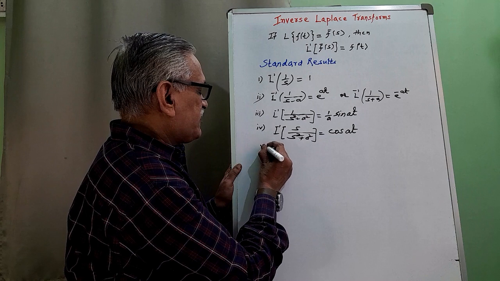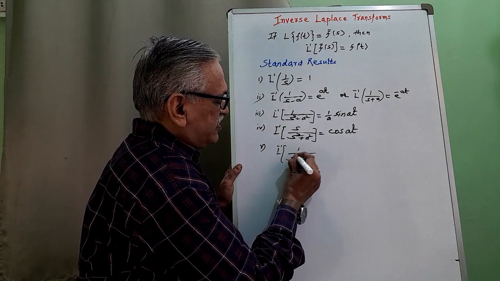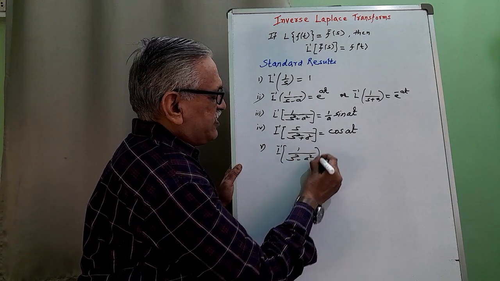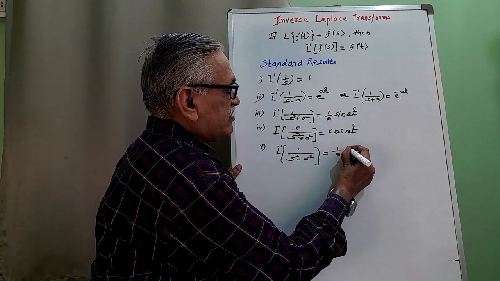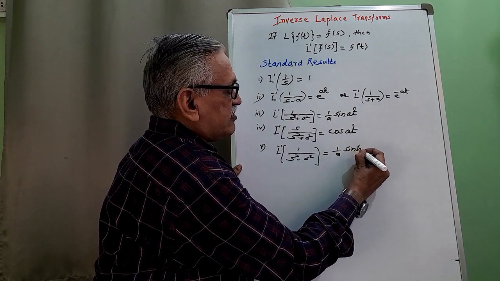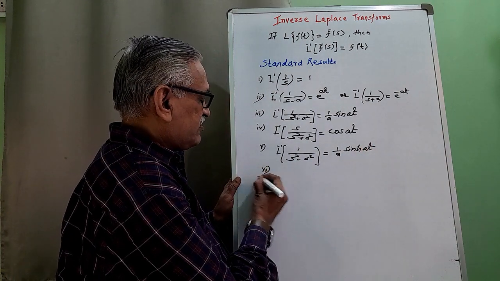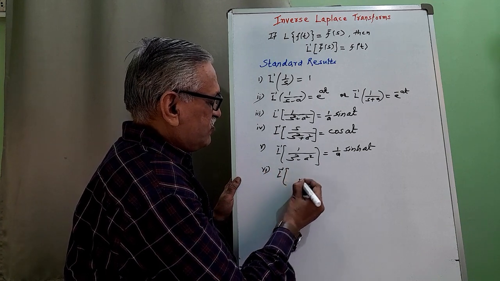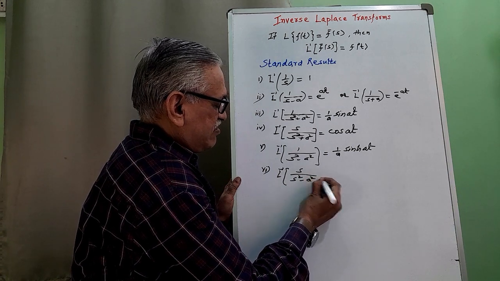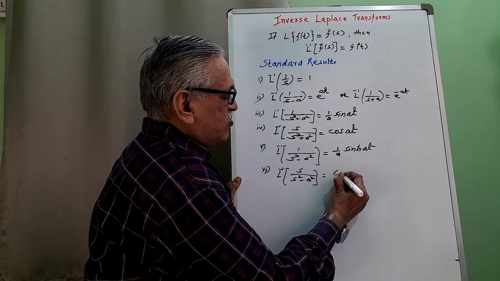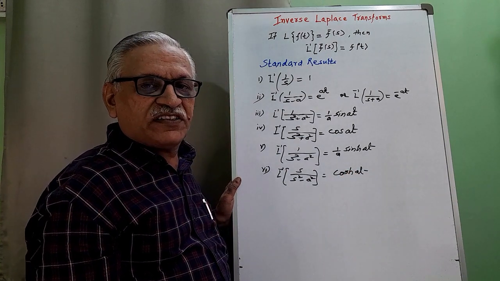Then next, fifth, inverse Laplace of 1 upon s square minus a square, with the condition s greater than a. Its inverse is 1 by a sine hyperbolic at. Then sixth, inverse Laplace of s upon s square minus a square is cos hyperbolic at.